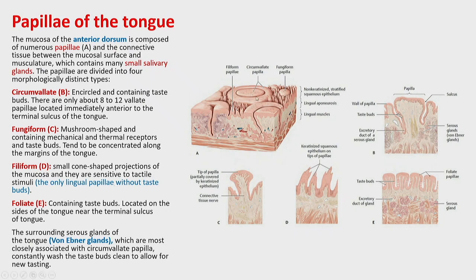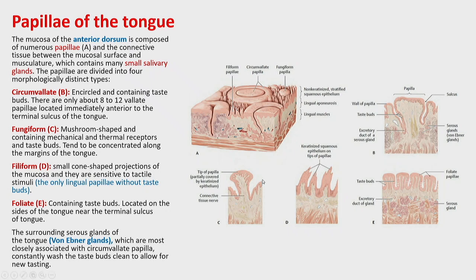As we said, the largest one is the circumvallate or vallate papilla. There are around 8 to 12, with variation in different people, and they are located exactly in front of the sulcus terminalis, or terminal sulcus. It also contains taste buds, so it's very important for the perception of the different tastes.